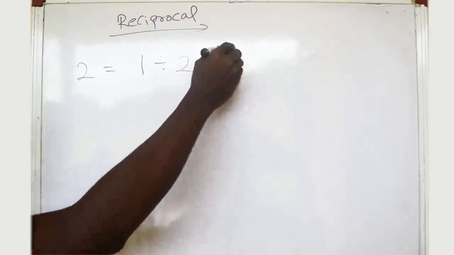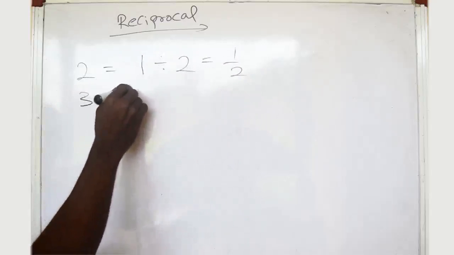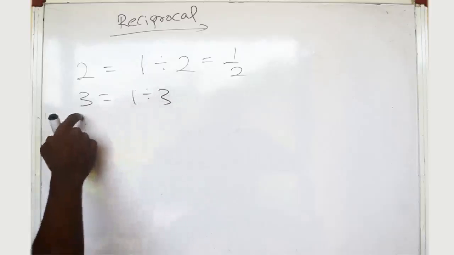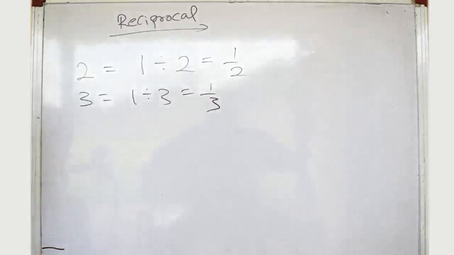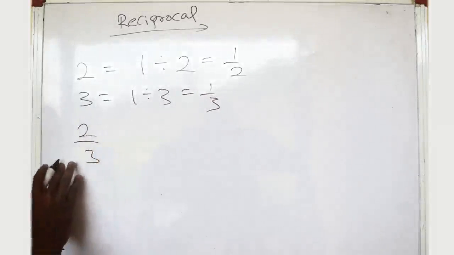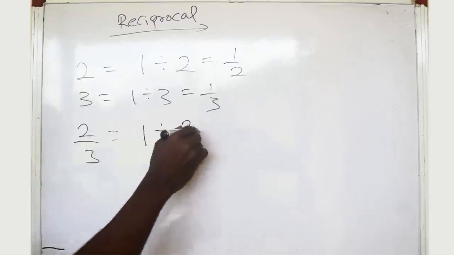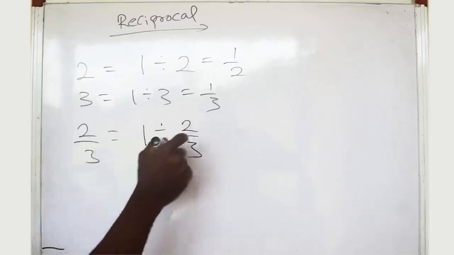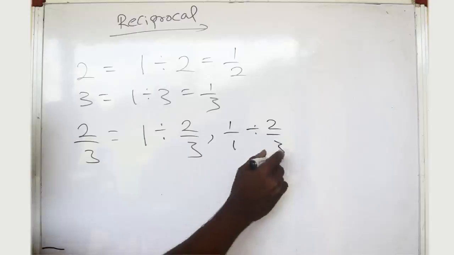1 divided by 2 is the same as 1 over 2. The reciprocal of 3 means 1 divided by the same number 3, which is 1 over 3. But if you are given 2 over 3 and asked what the reciprocal is, you first write 1 divided by this 2 over 3. This is 1 over 1 divided by 2 over 3.